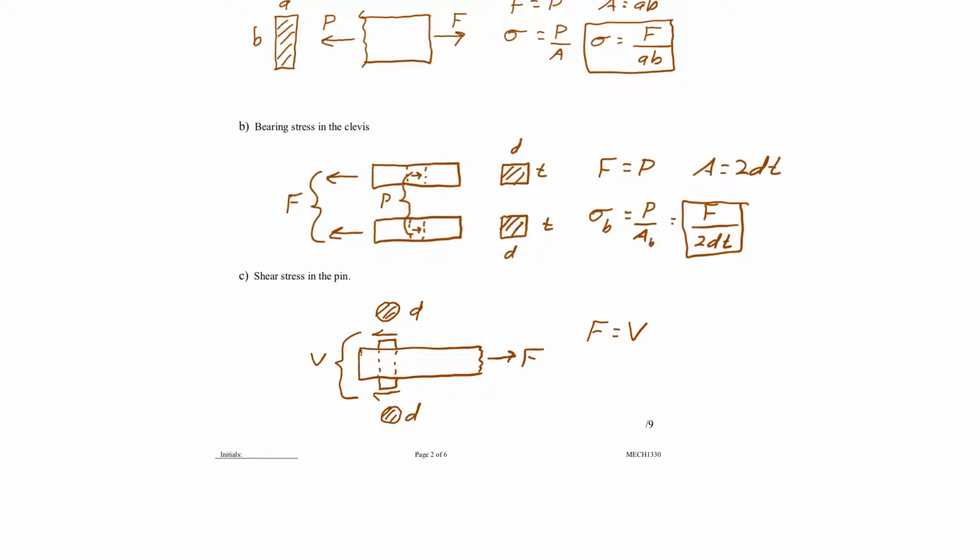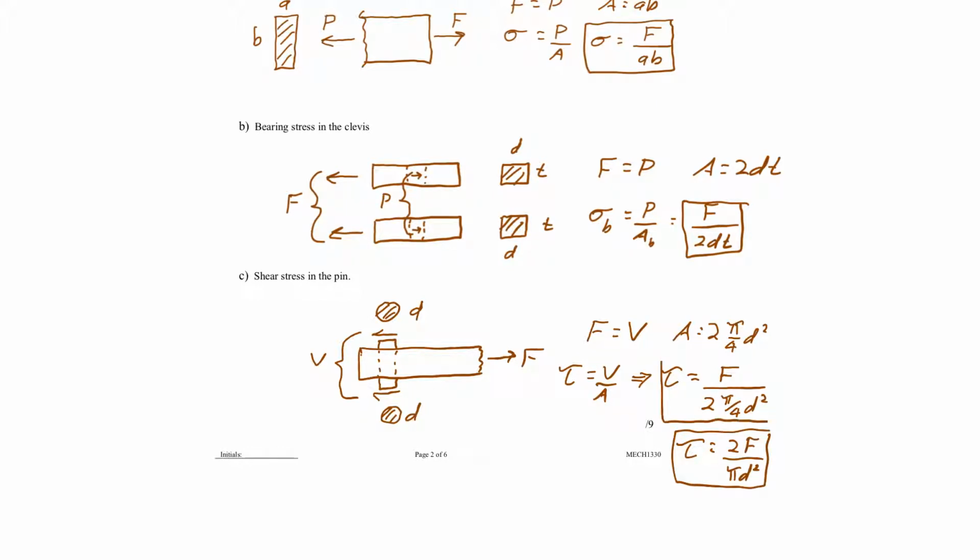I don't like to do it half and half. You could call V the shearing load on just one of the areas, and then V would be a half F, but I prefer this method instead. The area is the area of two circles, so it's 2 pi over 4 d squared. And shear stress, tau, not sigma, tau, is V over A. That works out to be the force over 2 pi over 4 d squared. I did say simplified, so a slightly better answer would be the simplified version of 2F over pi d squared. This would have been okay if you'd left it at that as well.